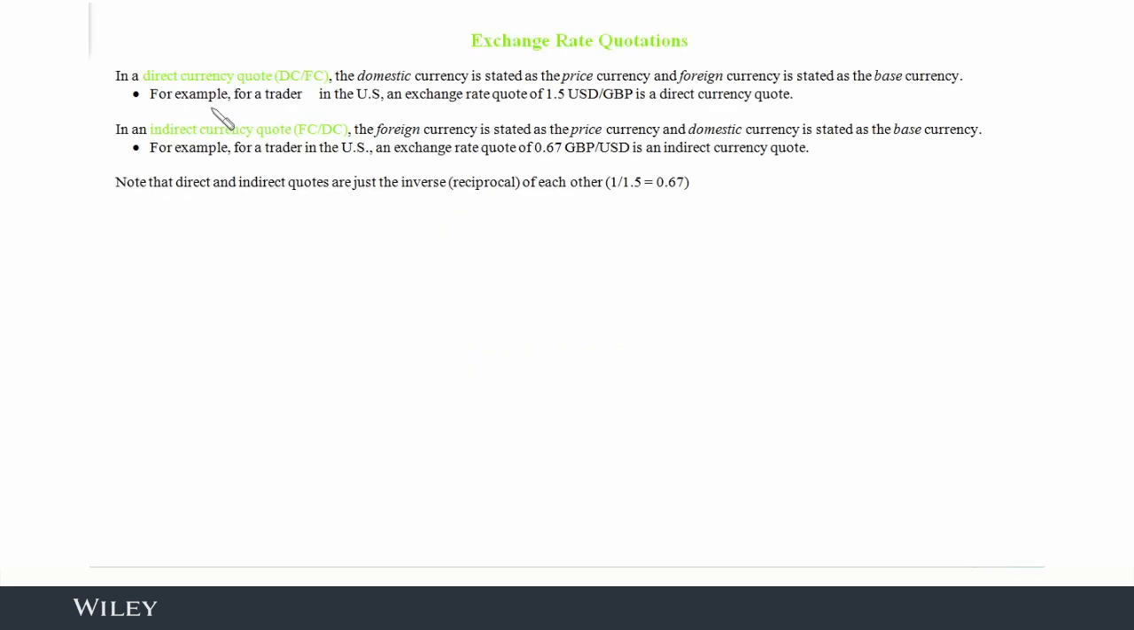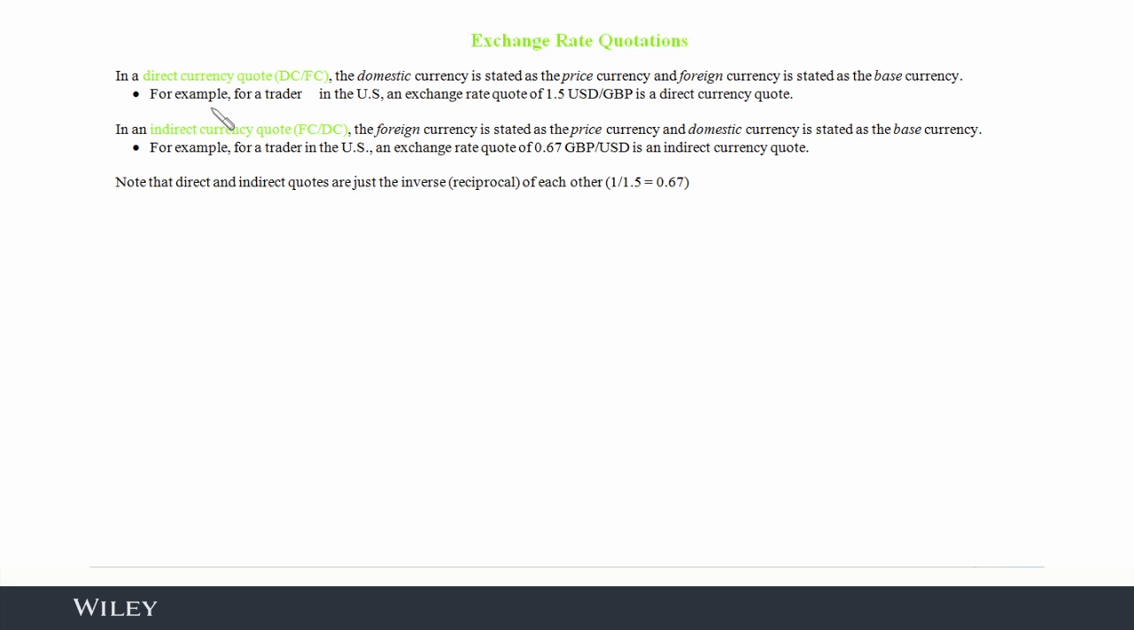Exchange rate quotations. Now, exchange rates, as we know, are quoted in terms of the number of units of a particular currency, or the price currency, that are required to purchase one unit of the base currency. In a direct exchange rate quote, the domestic currency is stated as the price currency, or the currency in the numerator, while the foreign currency is stated as the base currency, or the currency in the denominator.